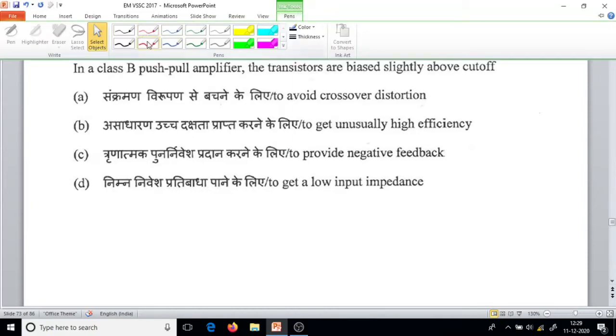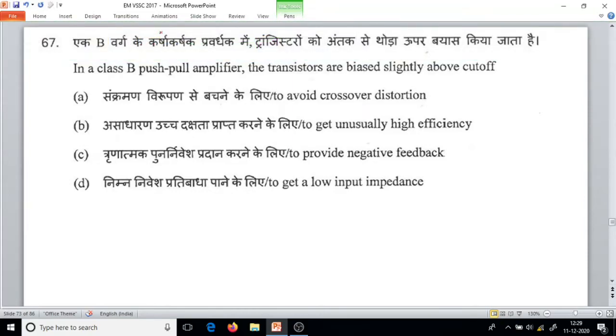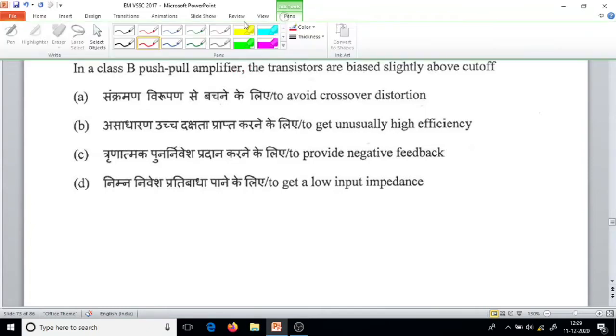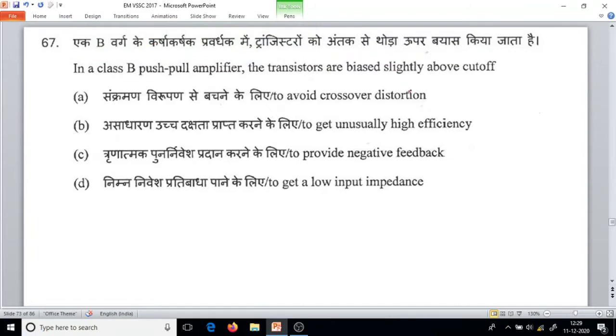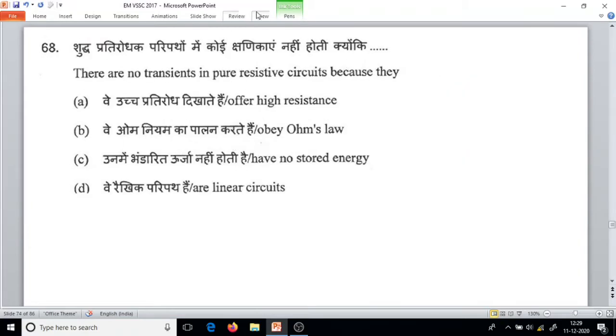Question number 67. In a class B push-pull amplifier, the transistors are biased slightly above cutoff. For what? To avoid crossover distortion. I have not explained this push-pull amplifier and complementary amplifier portions in any questions. I will put a small video for it.